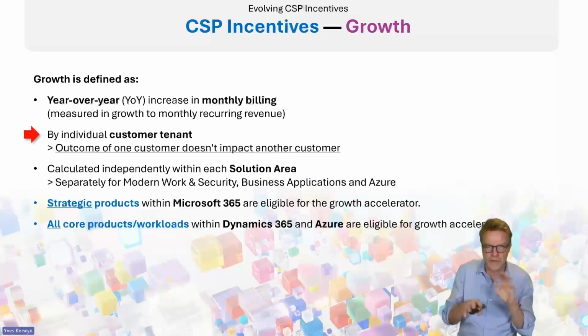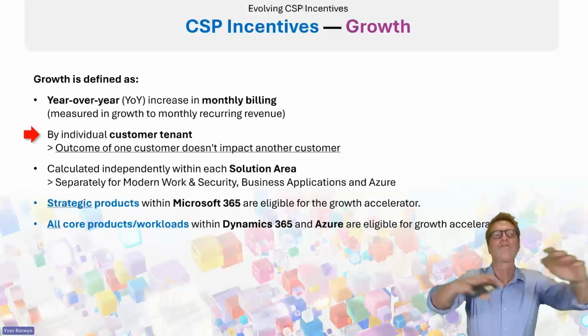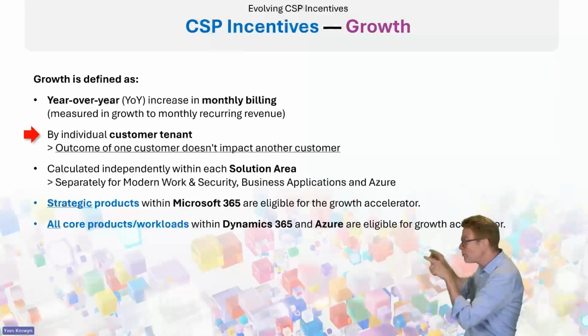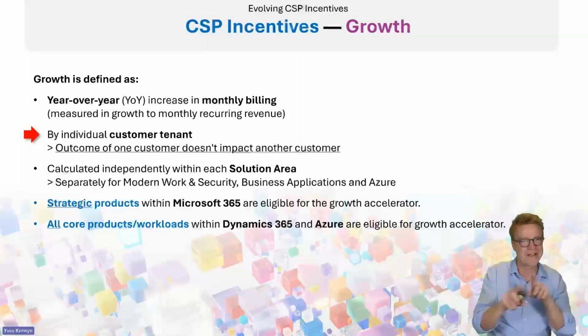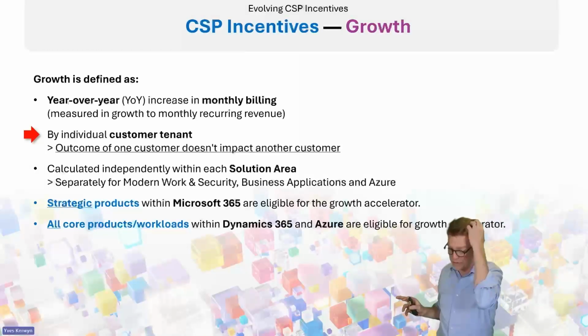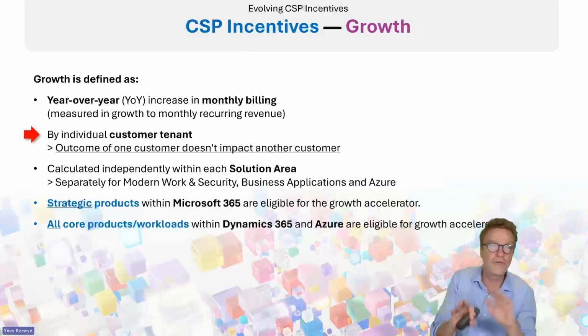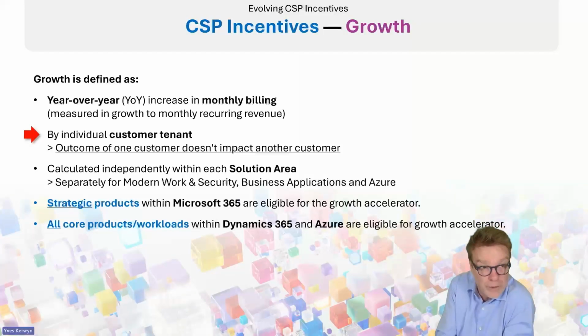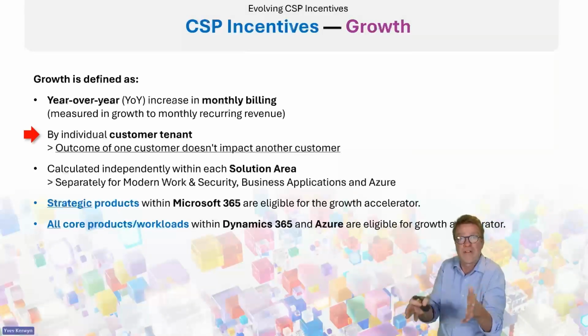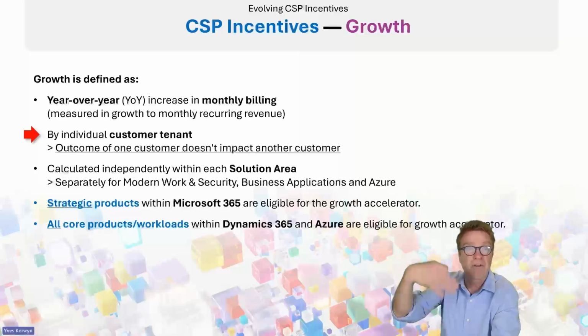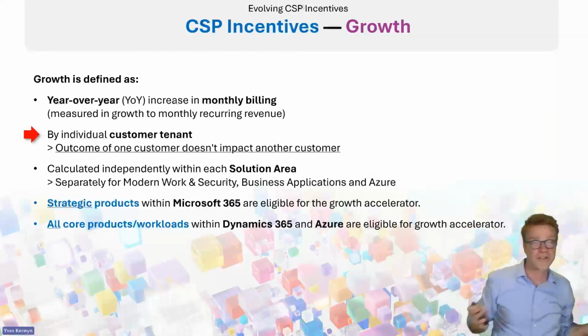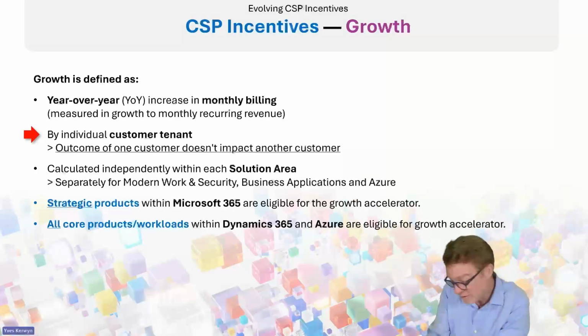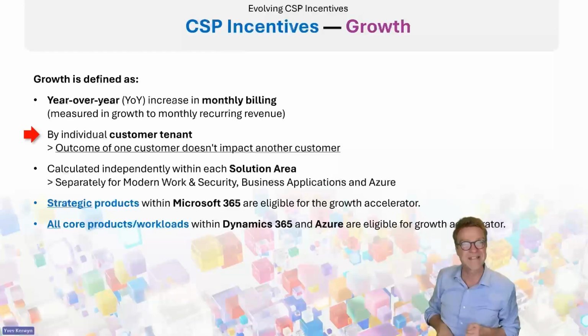So they are not looking at all your customers together. No. They look into each tenant, in each Azure subscription. So it's very possible that you are not doing well, but you have just one customer that is doing really well, that has a month that is higher than the same month a year before. Well, for that customer, for that month, you'll get an incentive.